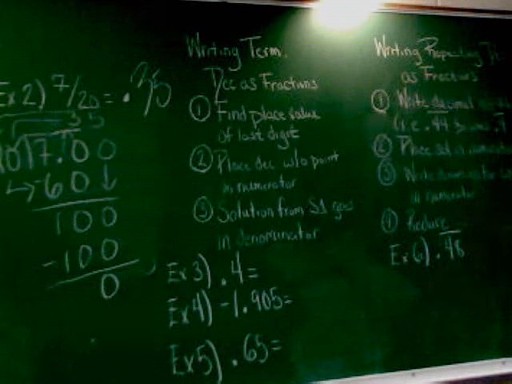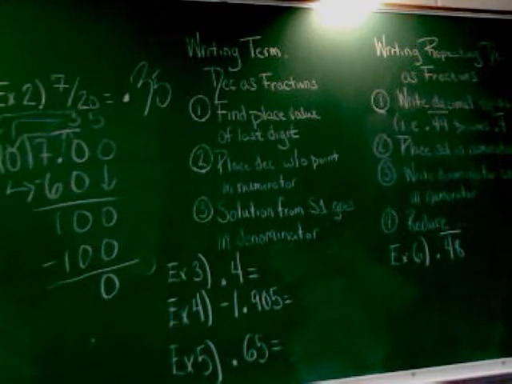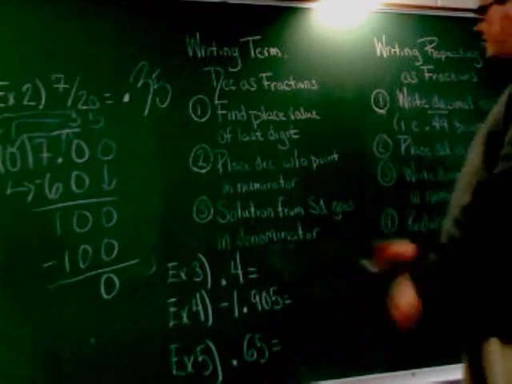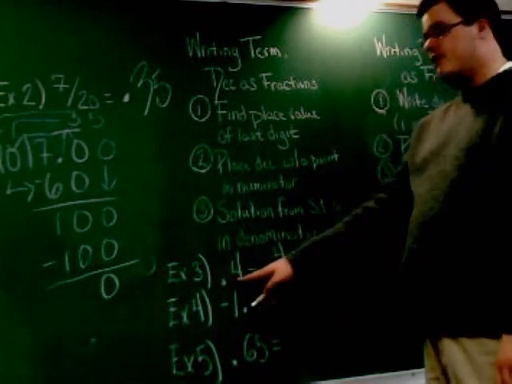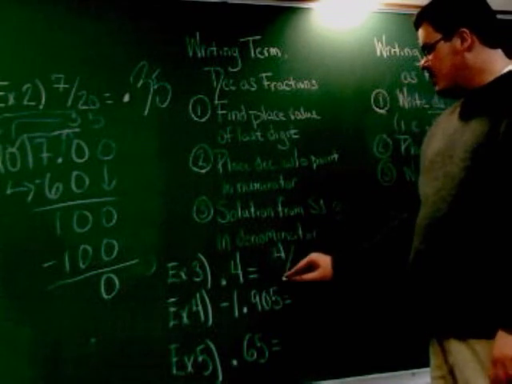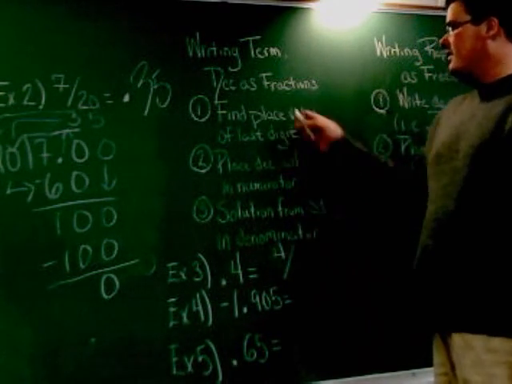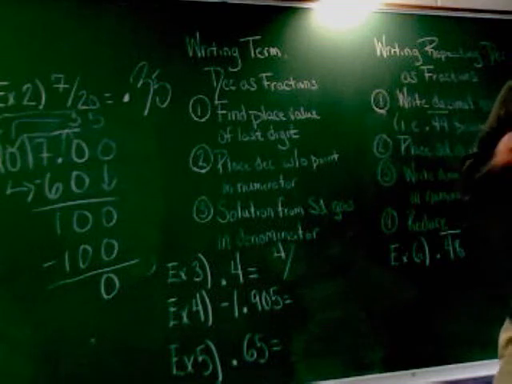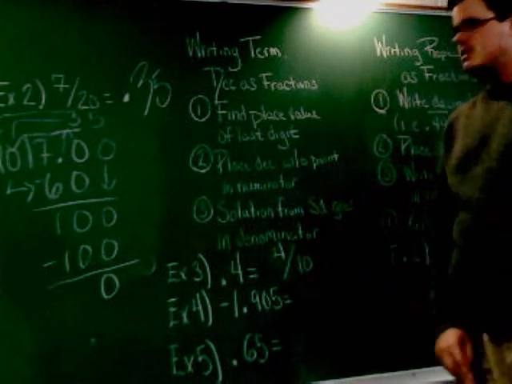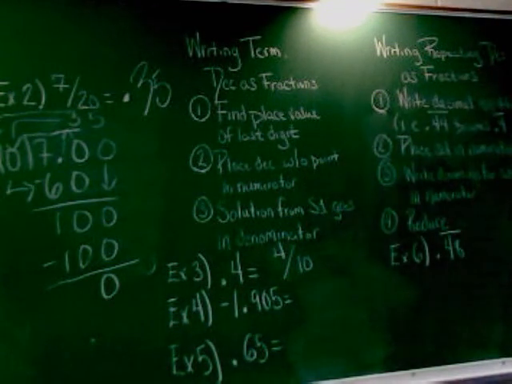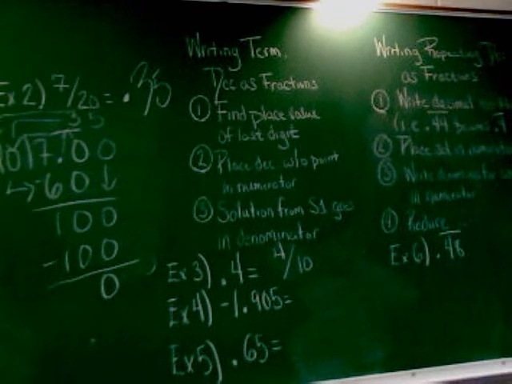4 is in the tenths place. I need that information when I get to step 3. Step 2, I'm going to take the decimal and toss it out. And that goes in the numerator. So I just have 4. The denominator is what I had in step 1. I said it was tenths, so I put 10 in the denominator. 4 over 10. There you go. Got it.